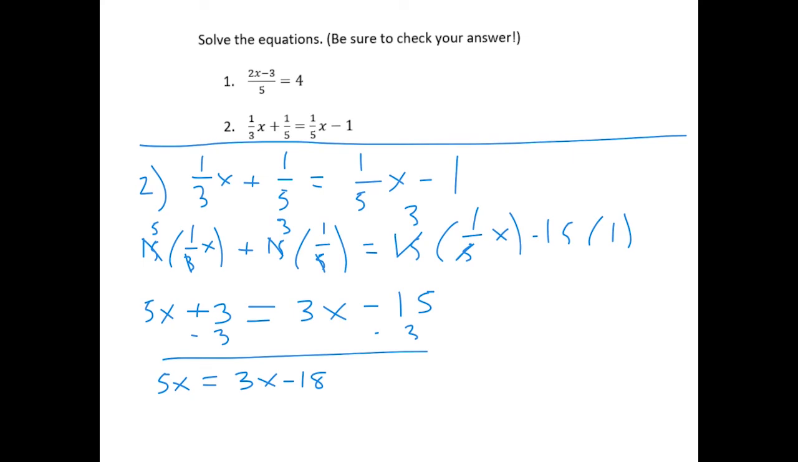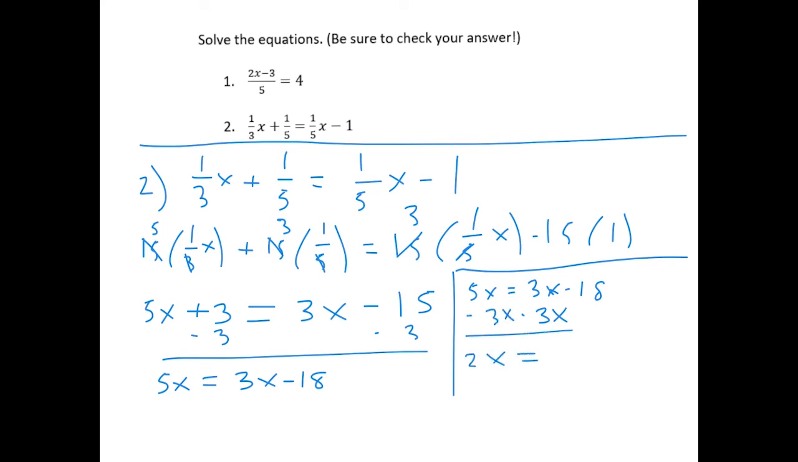And now we will, alright, let me rewrite this right here. We have 5x equals 3x minus 18. So subtract 3x from both sides. And that's going to leave us 2x equals negative 18. Divide both sides by 2, and x is negative 9.